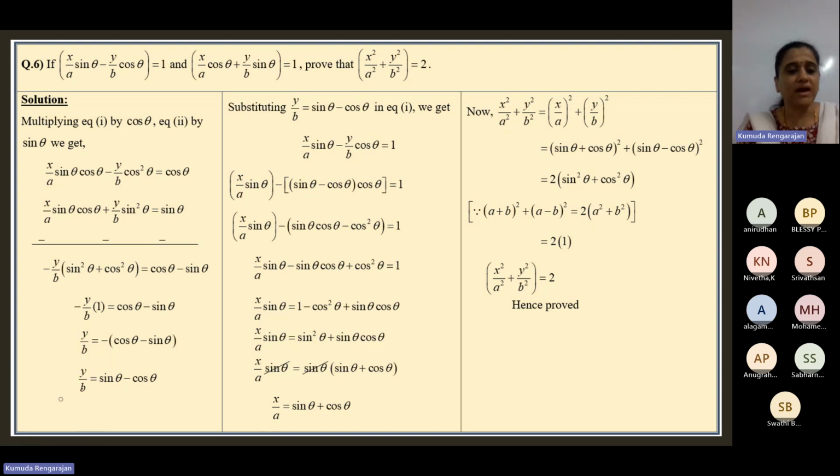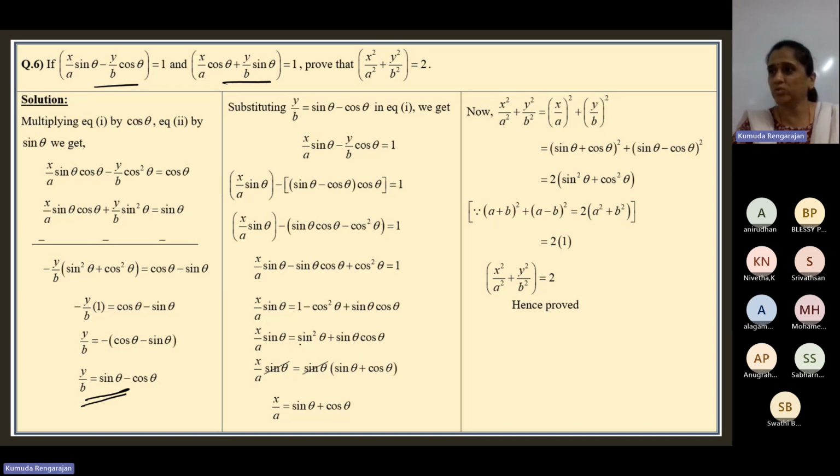Now, either you can write the two equations again, multiply suitably with the correct expression and cancel y by b so that you can get x by a. A similar procedure you can repeat. Or you can substitute. You have the value of y by b. You can substitute y by b in one of the two equations, this one or this one, and find the value of x by a. All right?